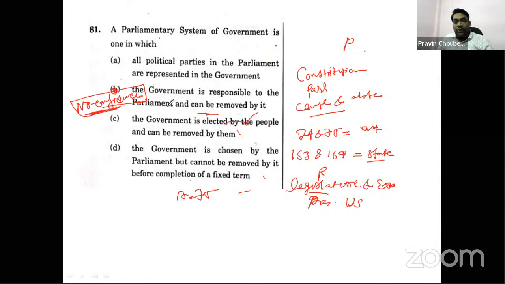So the government is responsible to the parliament. Yes, executive is responsible to the parliament. Whatever act is made by the executive, that will be accountable to the parliament. Parliament under the public accounts committee, estimates committee, ये सब कुछ committees हैं parliament के जो कि executive को accountable बनाती हैं, questionable बनाती हैं कि you have to answer each and every expenditure. So they are responsible to the parliament and can be removed by it. So this will be the correct answer. 81B.